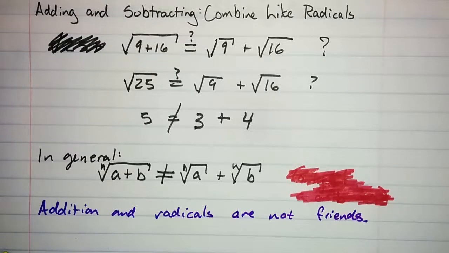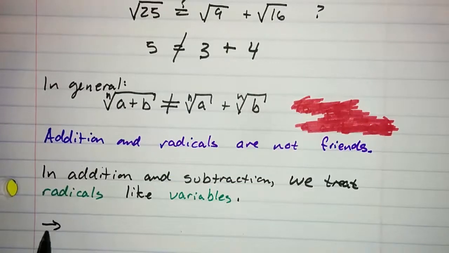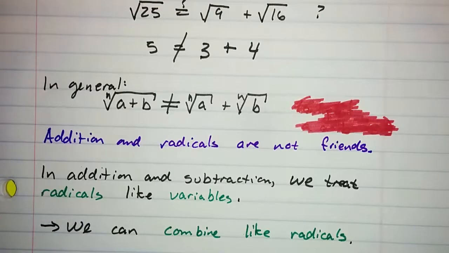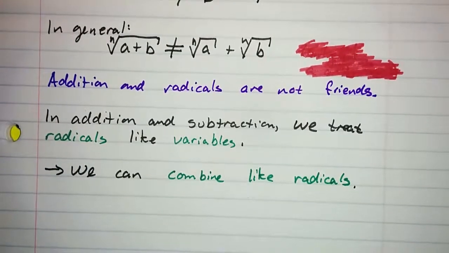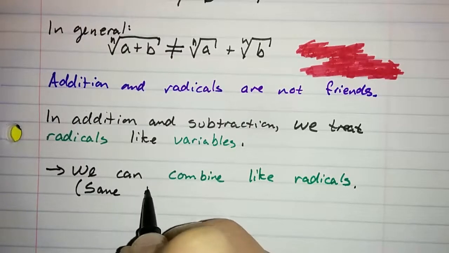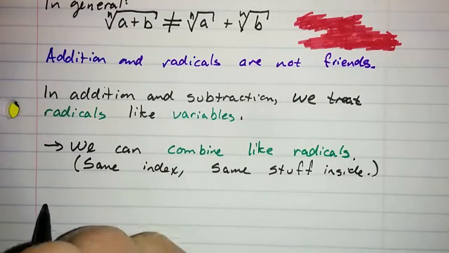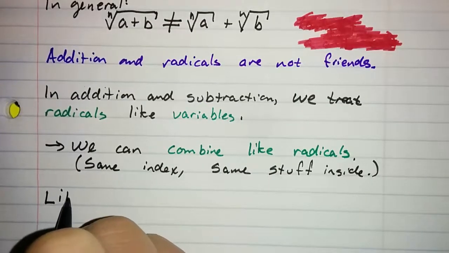The only move that we can make in simplifying expressions involving adding and subtracting radicals is to treat the radicals like variables. So we can combine like radicals. And this is just like combining like terms. So like radicals are same index, same stuff inside.